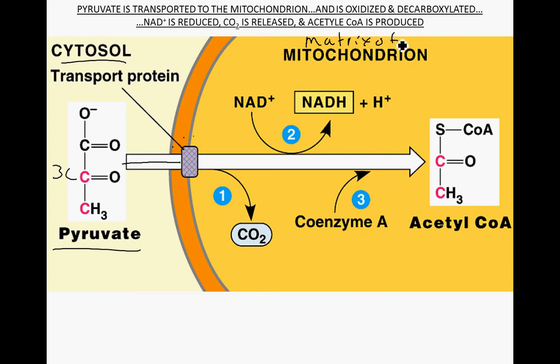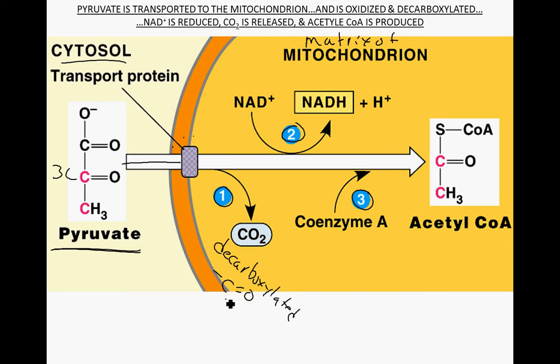And when it enters the matrix of the mitochondrion, there are enzymes in here that are going to do a few things to the pyruvate, right? Thing 1, thing 2, and then thing 3. So this is the intermediate step. Pyruvate is going to first be decarboxylated. And again, from a previous screencast on fermentation, we know that the decarboxylation part is removing a carboxyl group.